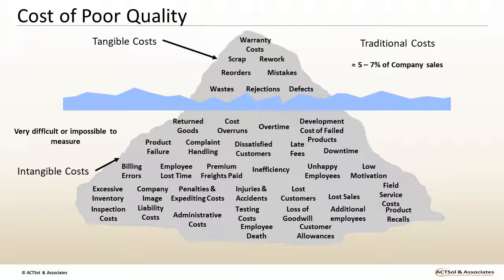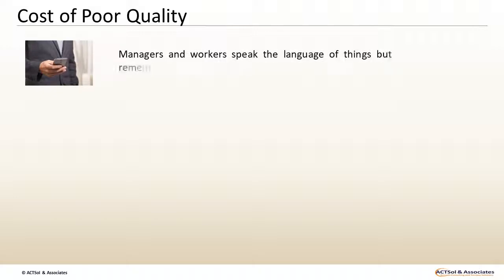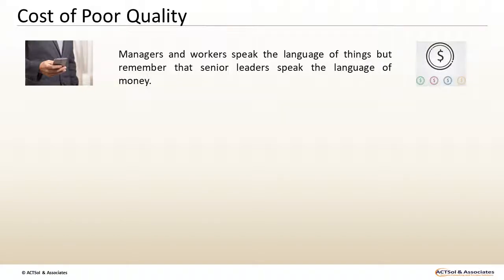If we start analyzing the words in COPQ one by one, we note that quality comes at a cost. Poor quality implies higher cost, not intended by any organization. This higher cost may be in the form of inspection costs, redesign costs, rework costs, and scrap or rejection costs. Remember, managers and workers speak the language of things, but senior leaders speak the language of money. COPQ allows you to translate the things into money.